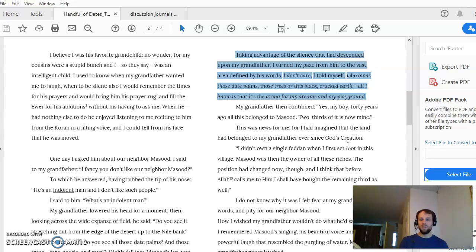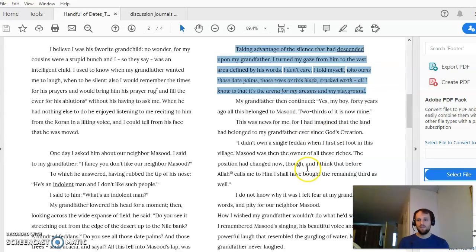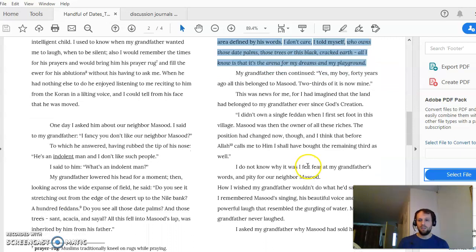So, do you think the boy is aloof, meaning he's disconnected? Do you think he's perceptive? Do you think he's intelligent? Do you think he's sensitive, or do you think he's callous?